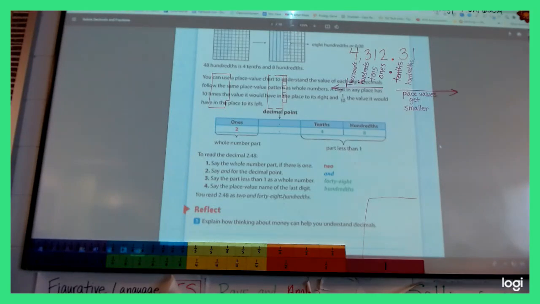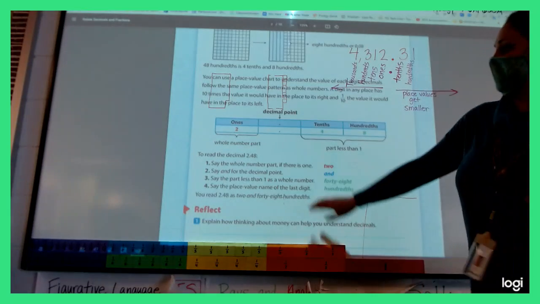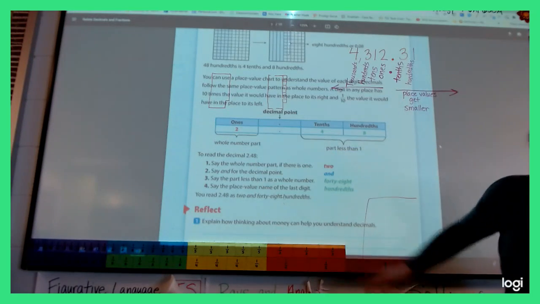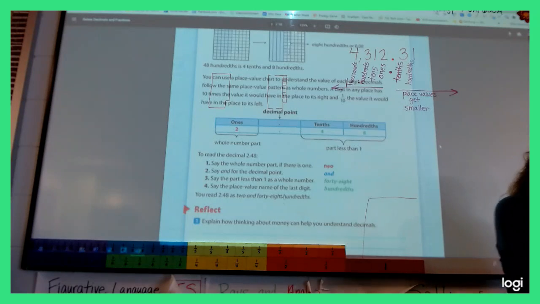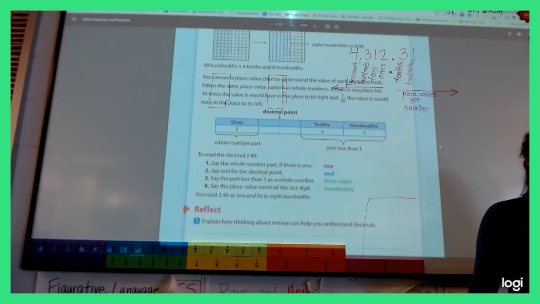So let's finish talking about this, then we're going to get whiteboards out and I'll show you many examples. All right, to read the decimal, 2 and 48 hundredths. Whoa, I'm sitting on my eraser. Whoops. So this is just going to help us learn how to say the numbers, so as we practice, we can say them.